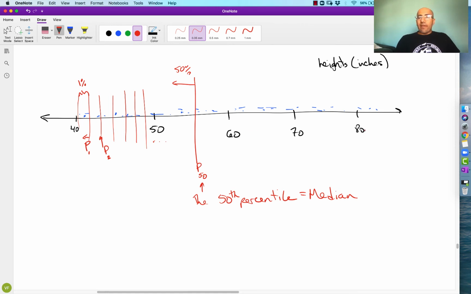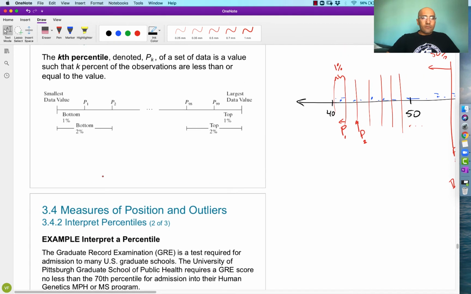So when we have a very large data set, it makes sense to visualize us breaking this up into 100 equal pieces, and then we're looking for the values that represent certain percentiles. Right? The kth percentile, denoted by P sub k of a set of data, is a value such that k% of the observations are less than or equal to that value.